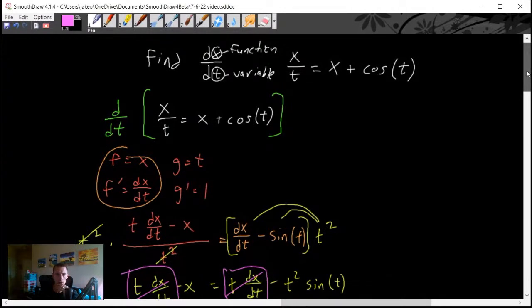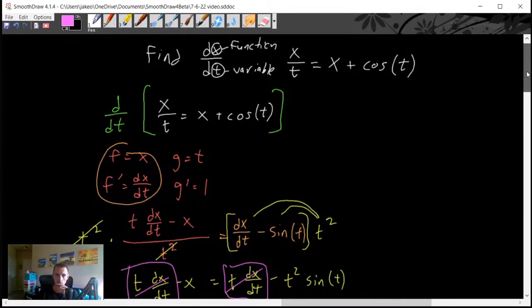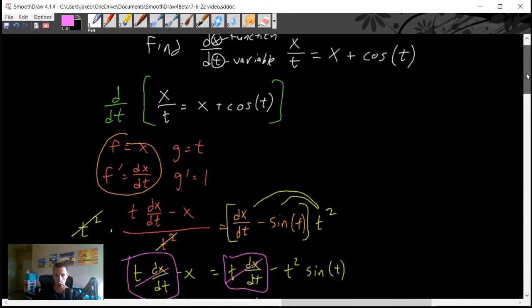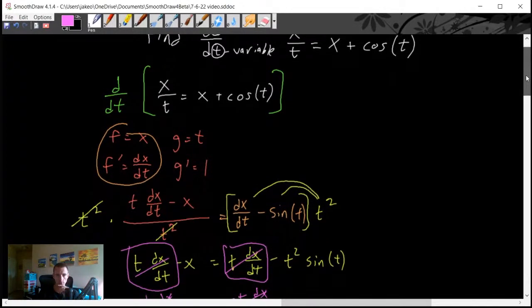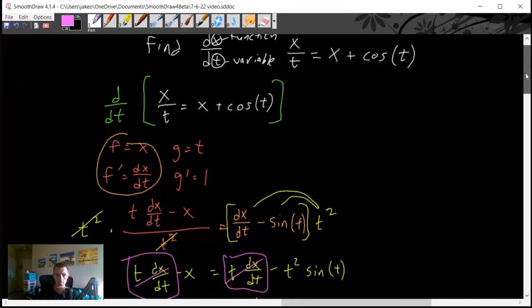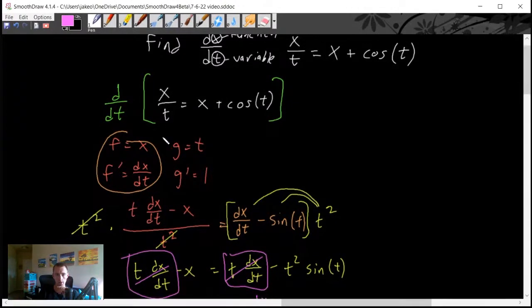Sorry about this, guys. If anybody spots a mistake, feel free to throw it in the live chat as I look back through here. So let's see, low d high minus high d low all over low squared dx dt, the derivative of cosine would be negative sine, okay.